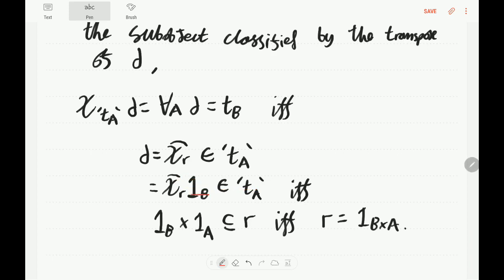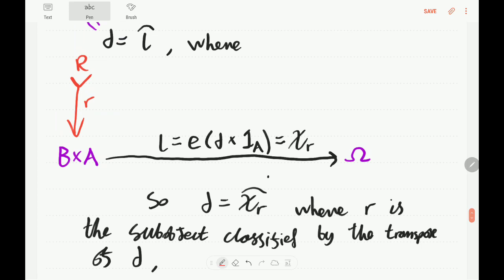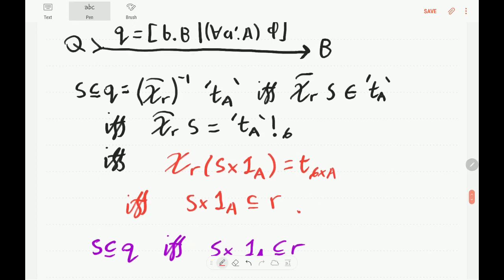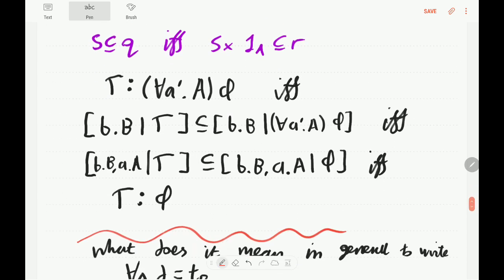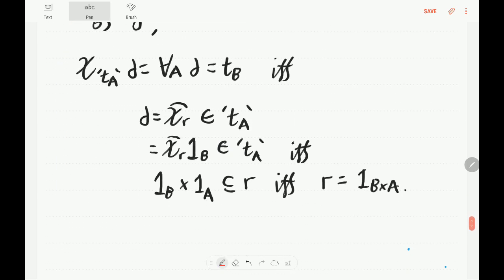Now, if we just put a 1B in there, which we can do without changing the meaning, we can think of that as S. And then if we go up here, we see we have the same expression, and we showed that this was equivalent to saying that S times 1A is in R. So for us, S is 1B, the identity of object B. So what we have as a conclusion is that this is equivalent to saying that 1B times 1A is contained in R. In other words, R is full. R is the identity of B times A.